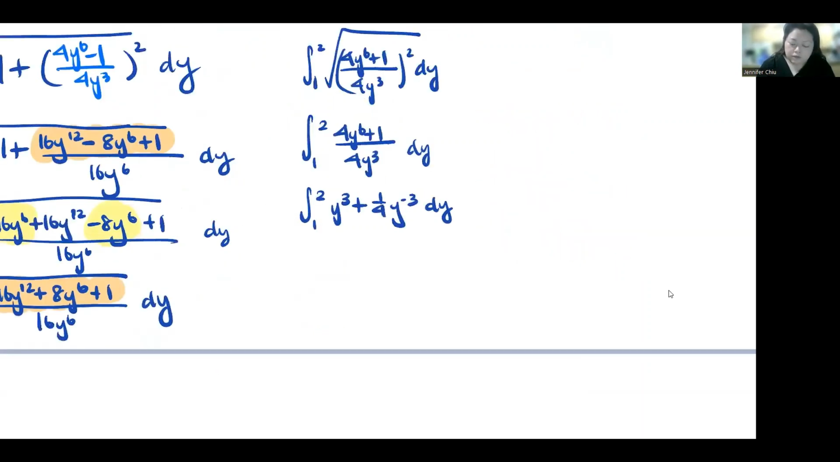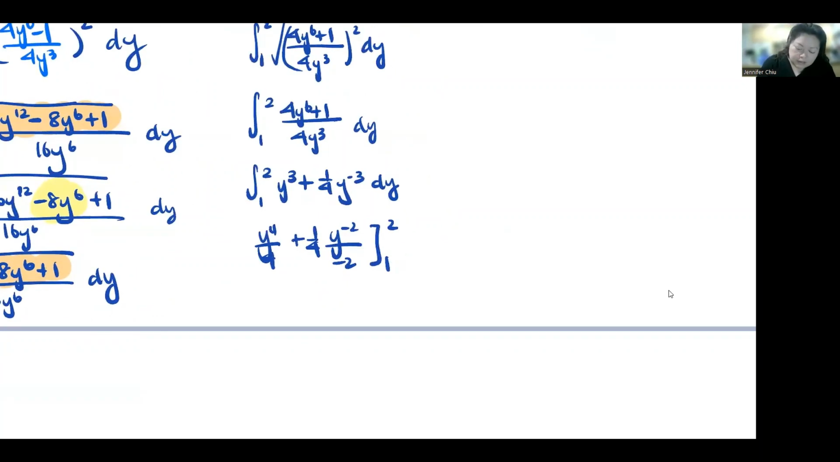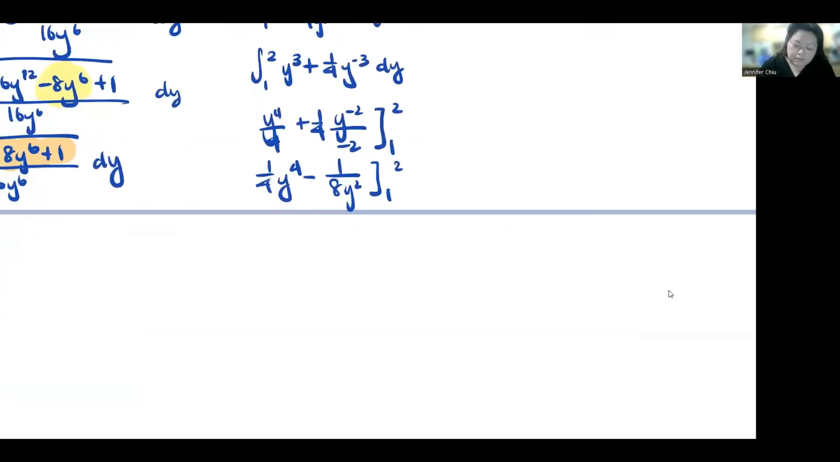And now I can take the antiderivative. I get y^4 over 4 plus 1/4 y^-2 over -2, evaluated 1 to 2. Okay, so I'm going to clean up before I start plugging things in. So 1/4 y^4 minus 1/8 y^2, 1 to 2. Okay, I'm going to plug in the 2.